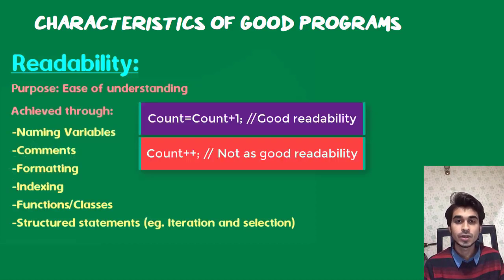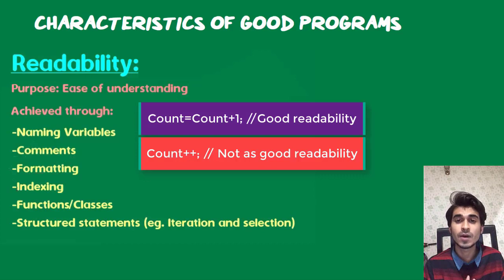And one last example on the topic of readability. For instance, we could use something like count is equal to count plus 1 or count plus plus. Both of these statements do exactly the same thing, but the first one has much more readability because anyone can understand what it is doing just by looking at it. There are different programming languages and not everyone might be familiar with the plus plus syntax, but anyone can understand just by looking at count is equal to count plus 1 that it is incrementing the count variable.